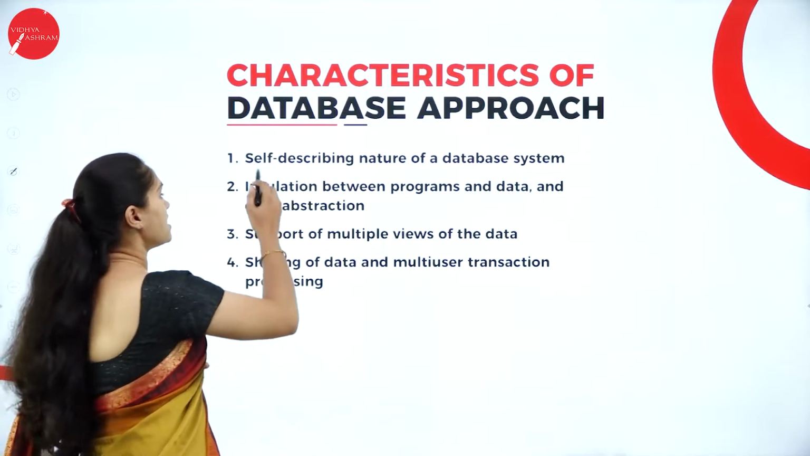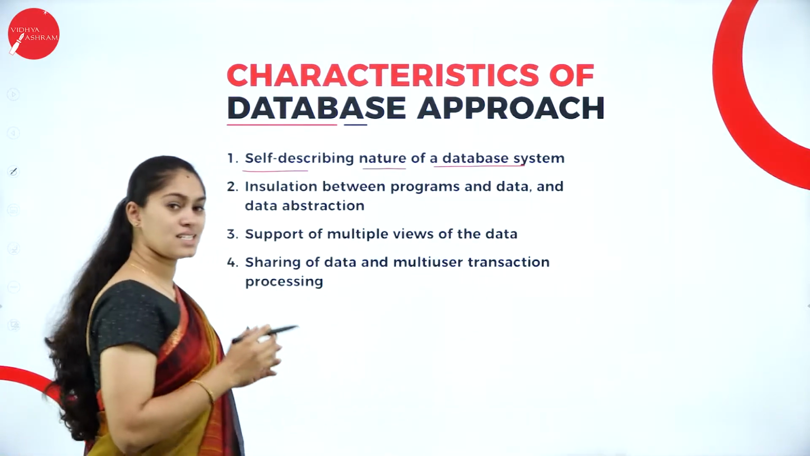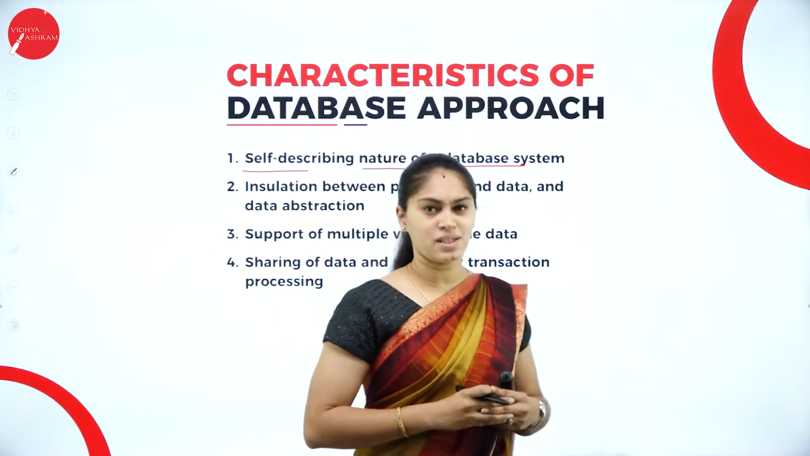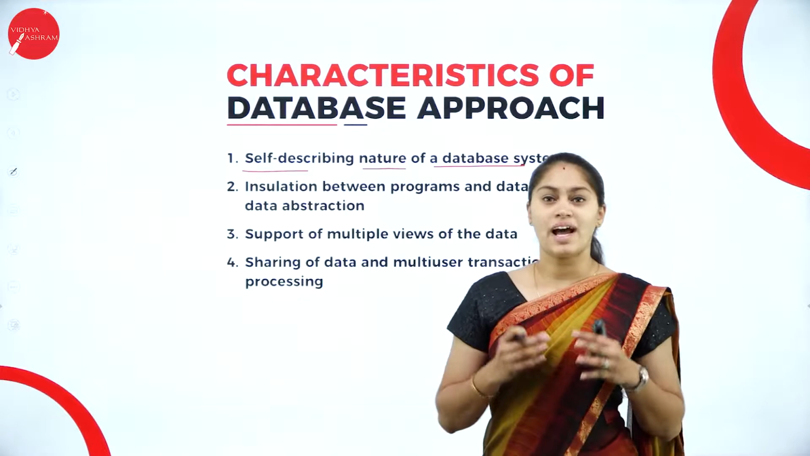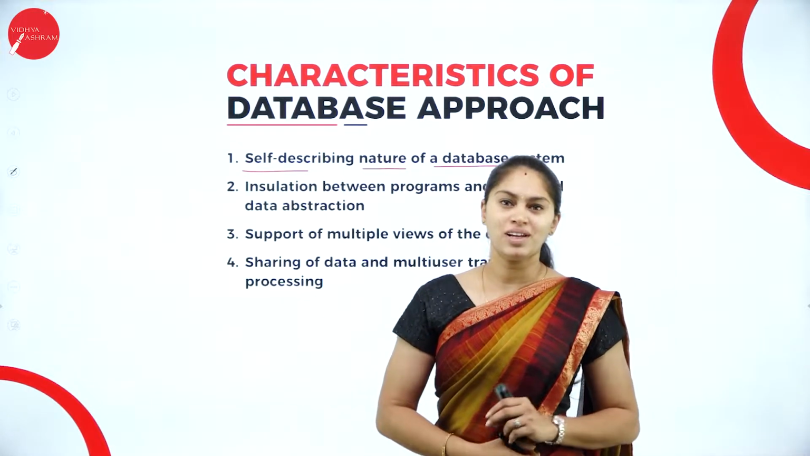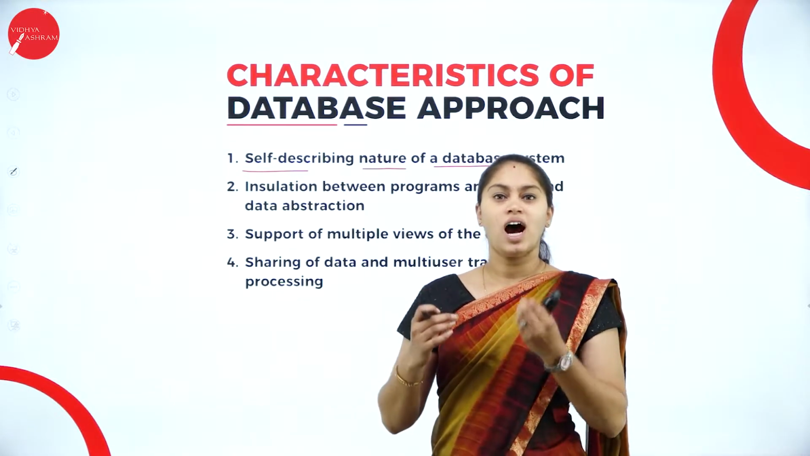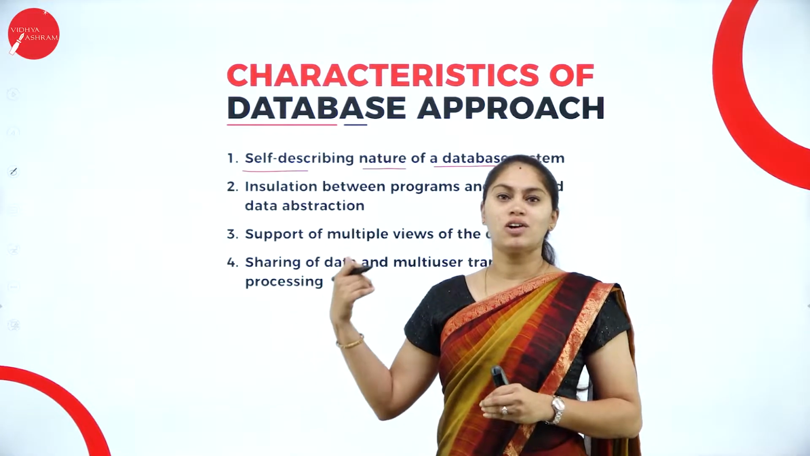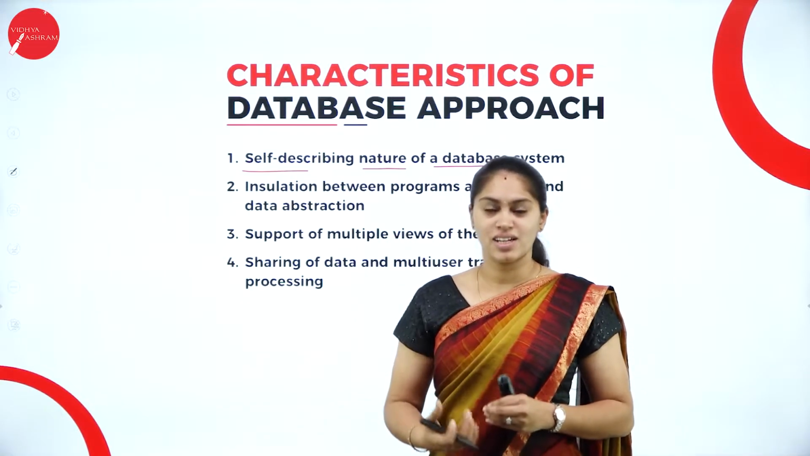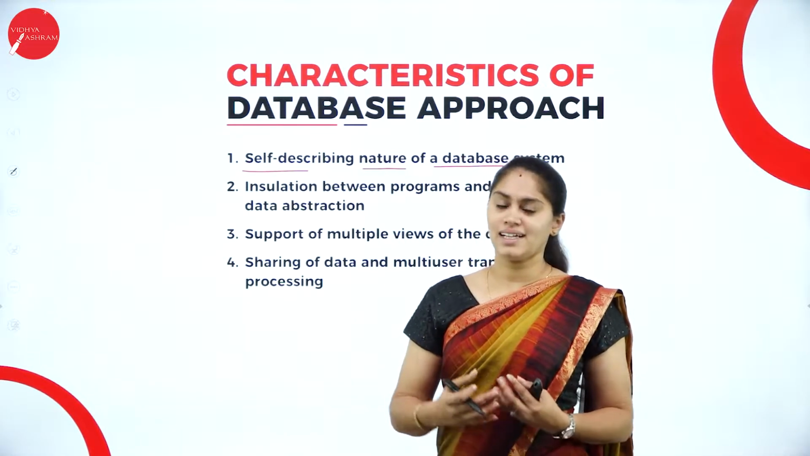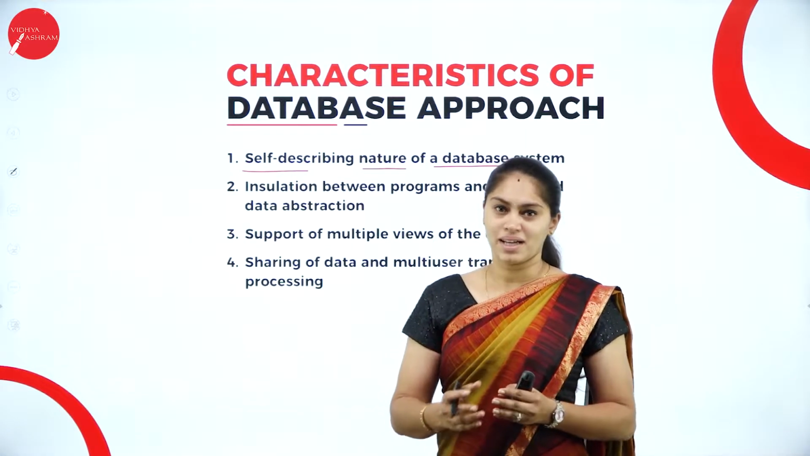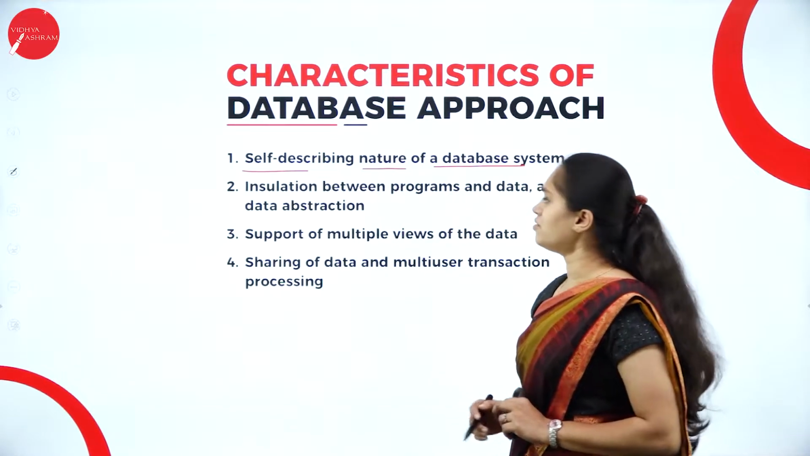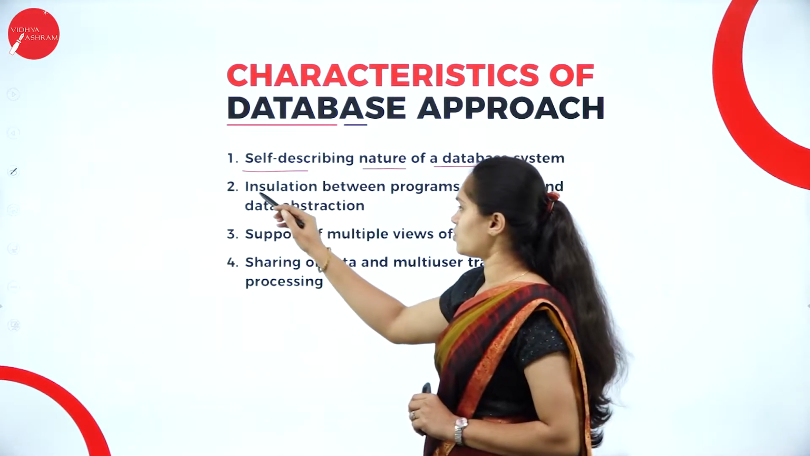It includes the self-describing nature of our database system. Already I have told you about the catalog, right? For example, if you are purchasing any product, along with the product they give you one manual or catalog that represents how to use that product. That is also possible in the database. So we have a catalog, we have a data dictionary that comprises the complete details or complete structure of a database. That is the self-describing nature of database systems.